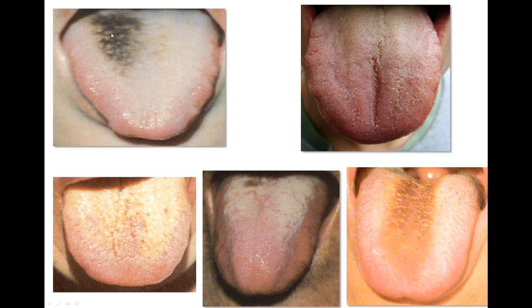By the way, if you look at the black coating here, do not be too alarmed by it. It looks quite dramatic, but it's not usually a serious thing. Black coating is just an extreme degree of yellow coating, indicates heat. So it just indicates intense heat with the dampness. And I've seen black coatings like that go away even with one acupuncture treatment. So it looks dramatic, but it's not usually a serious condition.